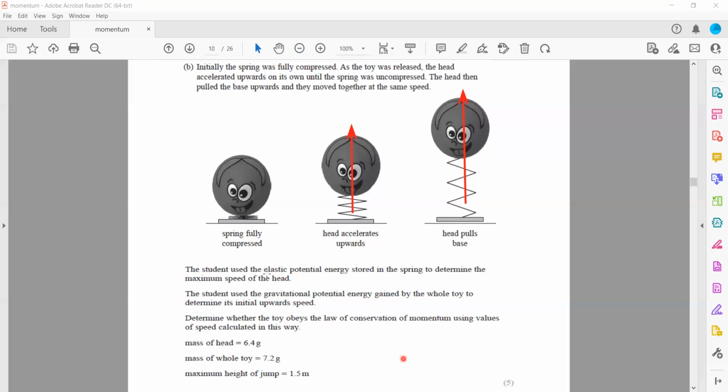So the first part, the student used the elastic potential energy stored in the spring to determine the maximum speed of the head, and the gravitational potential energy gained by the whole toy to determine the initial speed. So using the elastic strain energy, we'll find the speed of the head, and using the potential energy, we'll find the speed of the toy. Using the speed of the head times the mass of the head, we'll get the initial momentum, and using the speed of the toy multiplied by the mass of the whole toy, we'll get the final momentum. If both momentums are the same, it means the momentum is conserved.